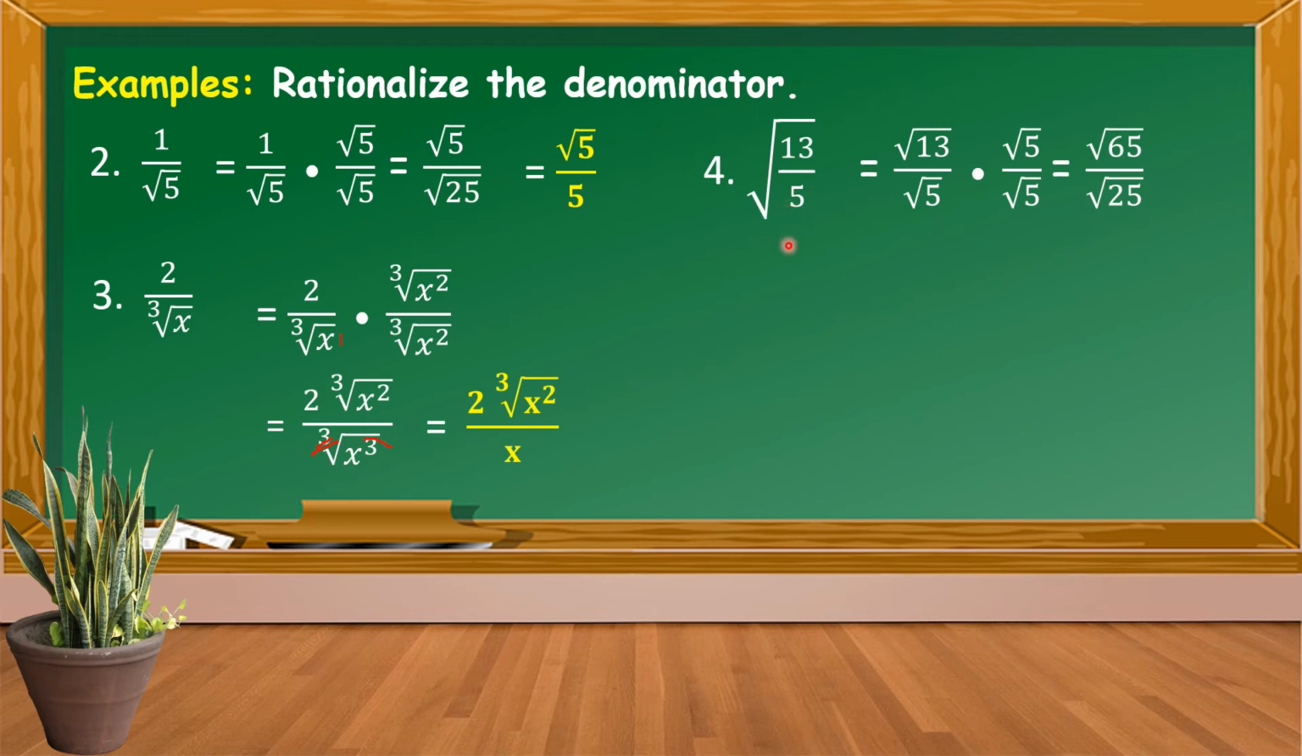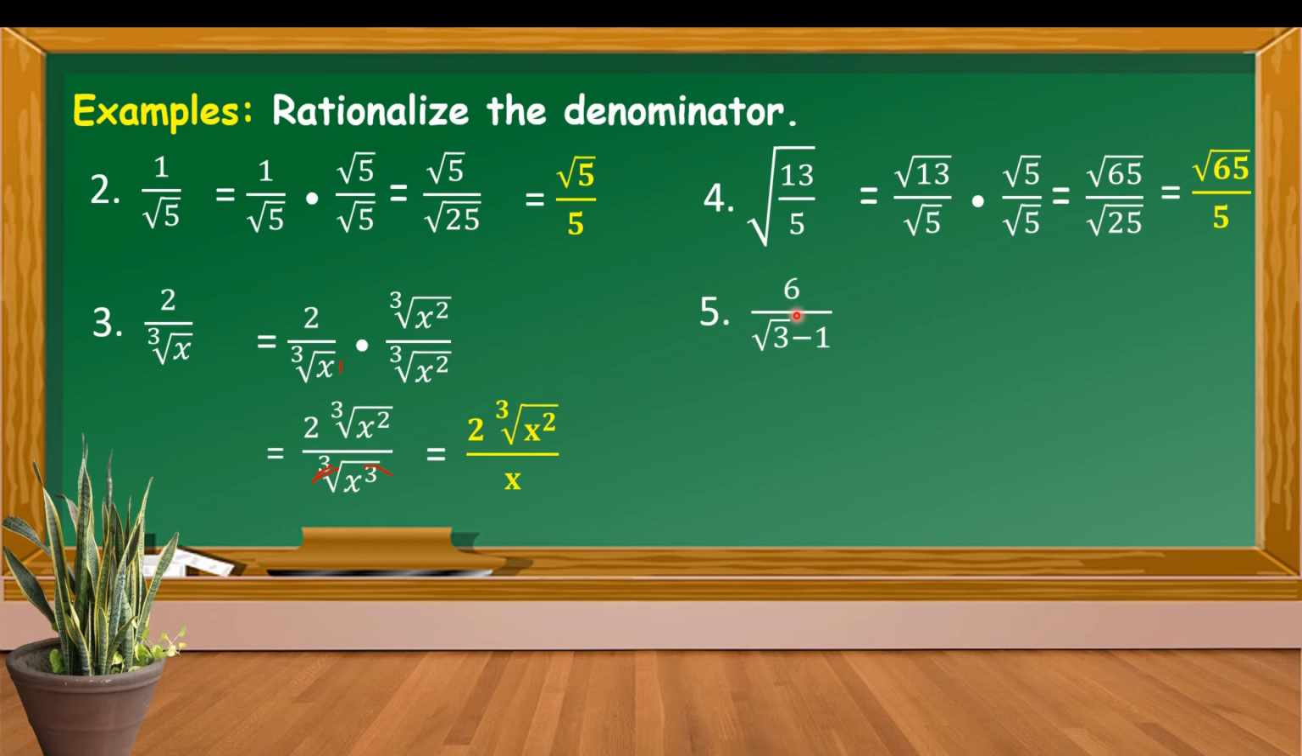So, ang ating denominator is square root of 5. So, multiply natin sa numerator na square root of 13 by square root of 5. Si denominator na square root of 5, i-multiply din natin sa square root of 5. Then, 13 times 5 is square root of 65. Then, square root of 5 times square root of 5, that is 25. Ngayon, si 65 walang perfect square and walang factor na perfect square. So, we will just copy. And square root of 25 is 5. So, nawala na si radical sa denominator and this is our final and simplified answer.